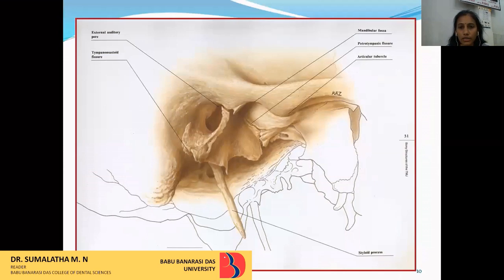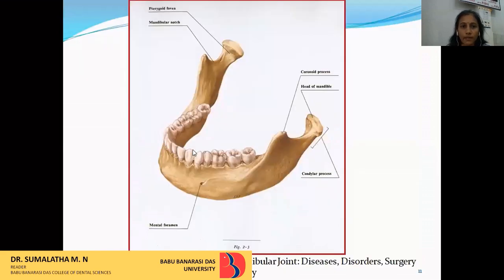This is one more diagram showing the articular tubercle, petrotympanic fissure, and this is the mandibular fossa, this is the external auditory pore, and this is the tympanomastoid fissure. When you see the mandibular structure, the most common thing you should know about is the condylar head, which usually articulates with the temporal bone.